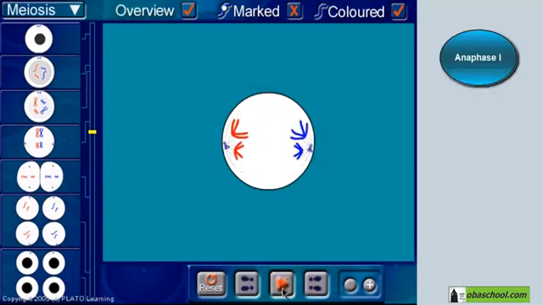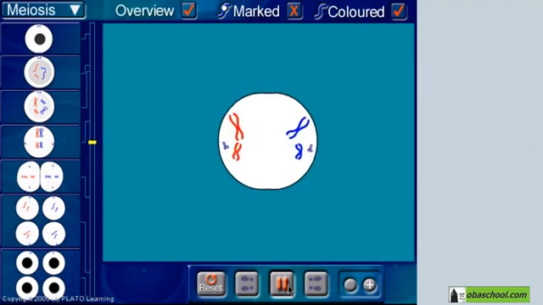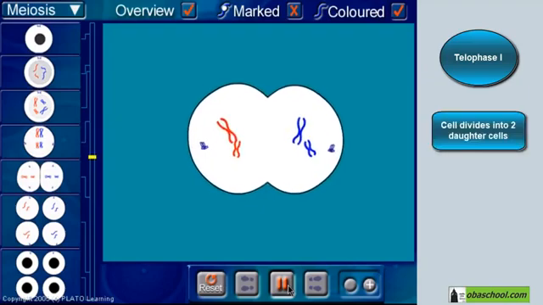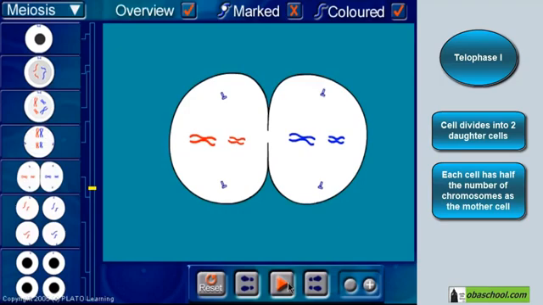Now we have anaphase 1, where individual chromosomes that are part of the homologous pair will travel each to a pole of the cell. This is anaphase of meiosis 1. And then we have telophase of meiosis 1, where the cell divides into two daughter cells, and now the number of chromosomes is halved. We started with a parent cell with 4 chromosomes, that is 2n, and now we have two daughter cells, each having 2 chromosomes, that is n, or 1n.